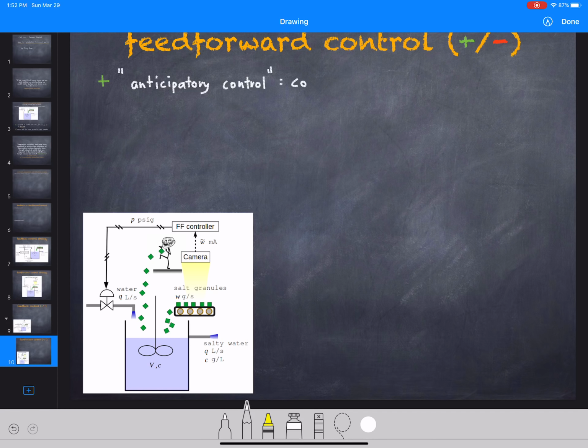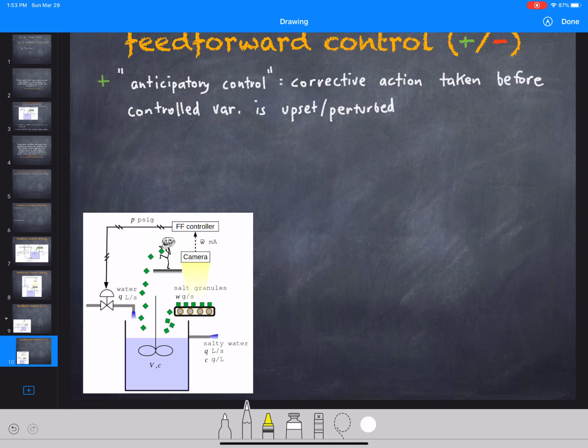And that's because corrective action is taken before the controlled variable is perturbed by the disturbance. In other words, the controller decision is made before the process is affected by the incoming disturbance. And that's great.